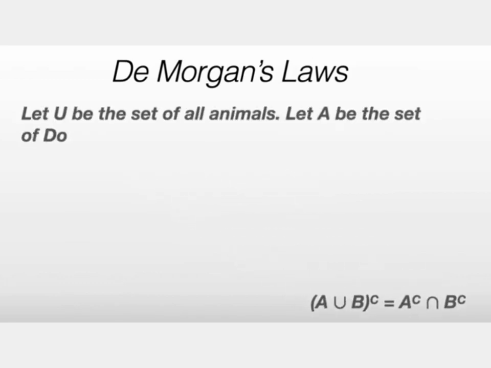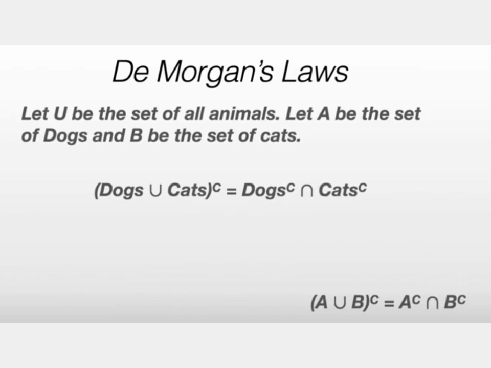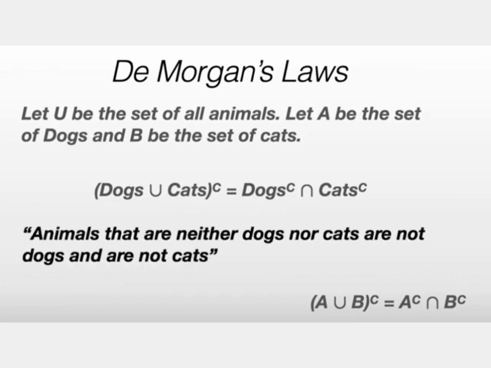Let U be the set of all animals, and let A be the set of dogs and B be the set of cats. The De Morgan's laws say that the complement of dogs union cats is equal to dogs complement intersect cats complement. Animals that are neither dogs nor cats are not dogs and are not cats. You can see that this makes sense logically.